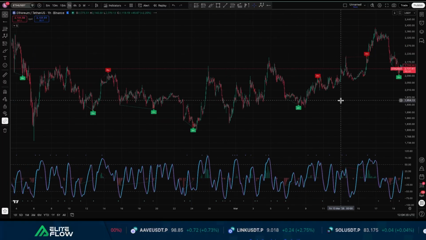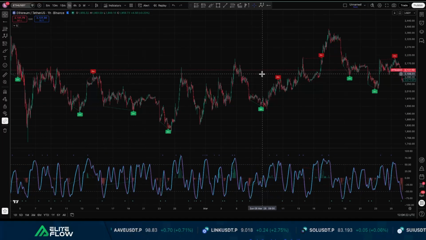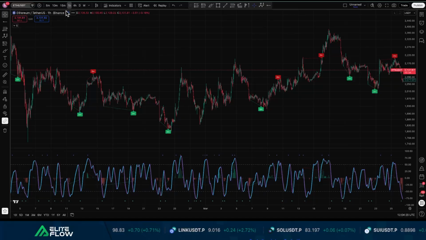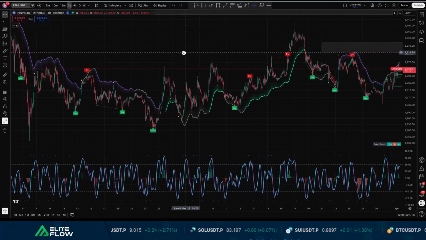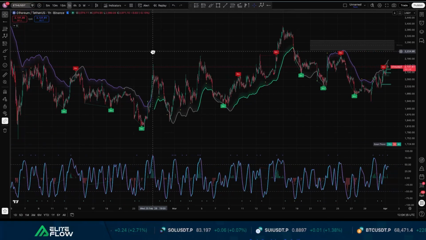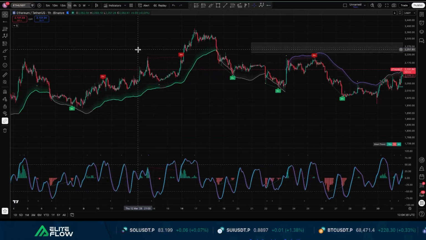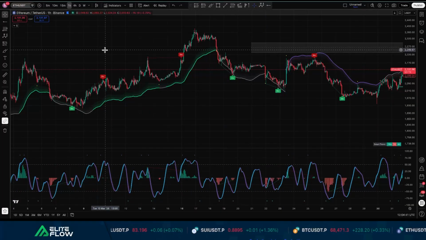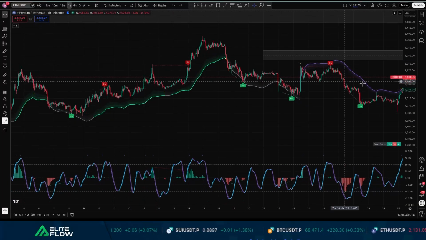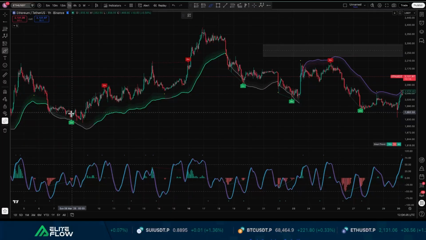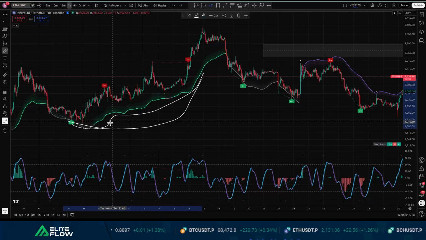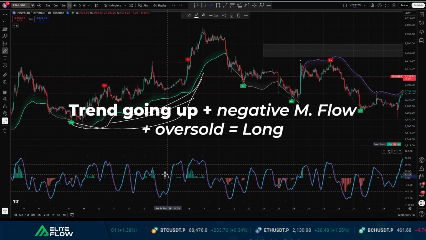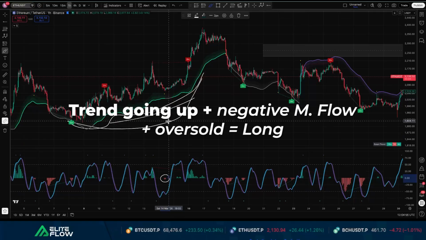Now, another way that you can use this, which is one of the ways that I like to use it the most, is when you combine it with the smart trend, which is our most robust, strongest, nicest, sexiest indicator that we've got. What happens? So you need to trade it going with the trend. On this trend here, this is green. Green means the trend is going up. If the trend is going up and you've got some negative money flow, so the money flow is red, you can go long.